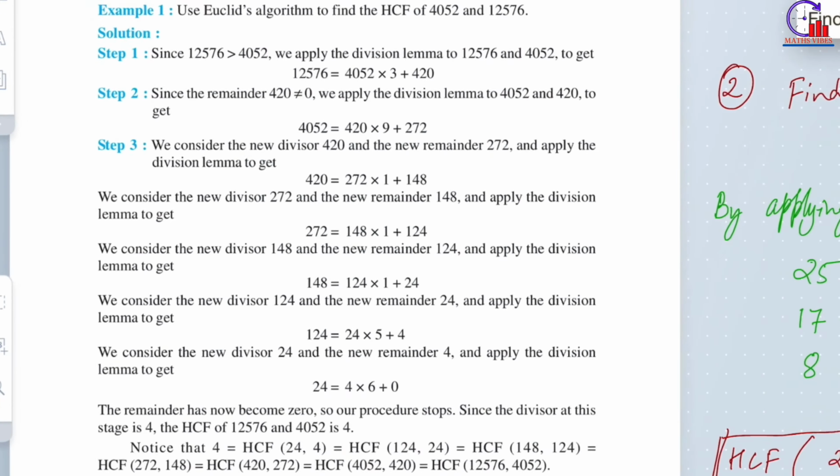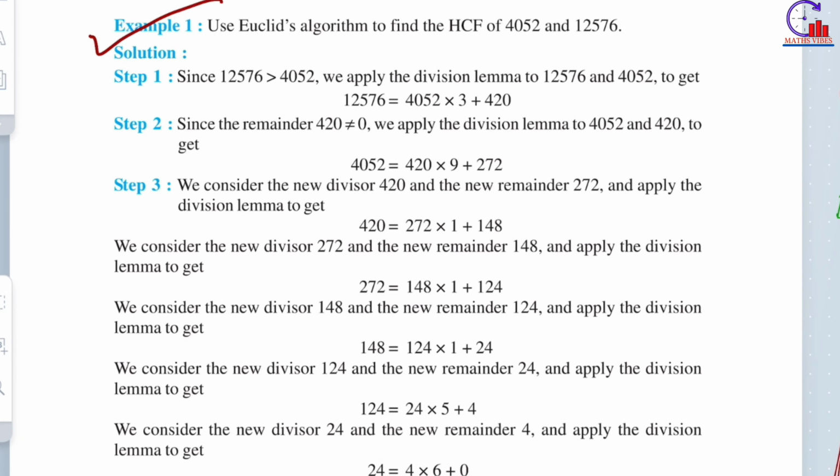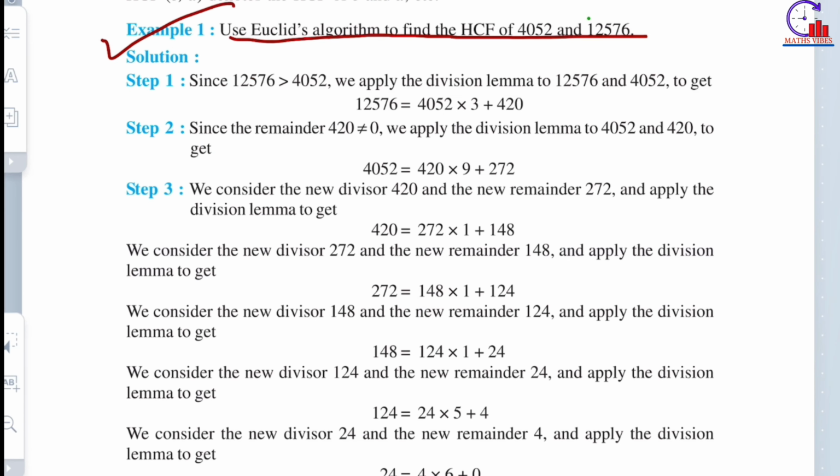Now let us consider example 1. Here are two numbers, 4052 and 12576.